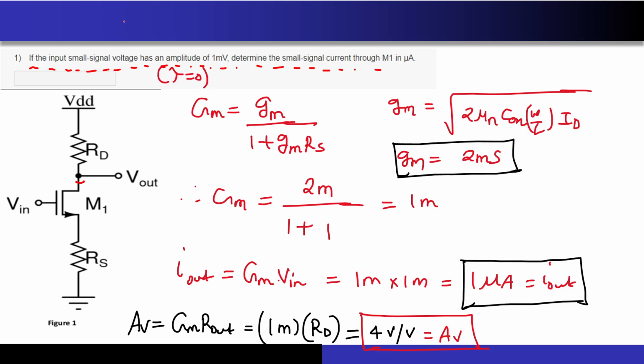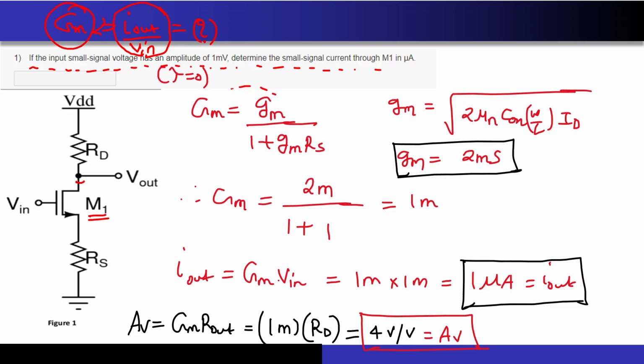Correct? So now they are asking me to find the relation I out by V in, which I am applying. We have seen this relation so many times. This is nothing but the capital GM of the circuit. So indirectly they are asking me to calculate the capital GM of the circuit. Now remember, this is a source degenerated amplifier, so the capital GM of the circuit and the gm of this transistor will not be the same.